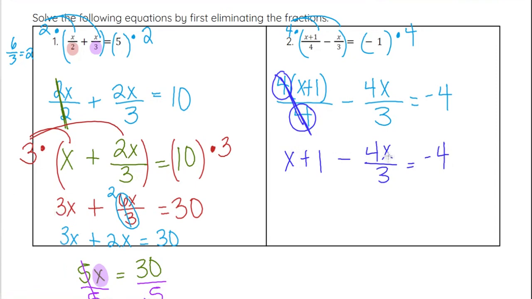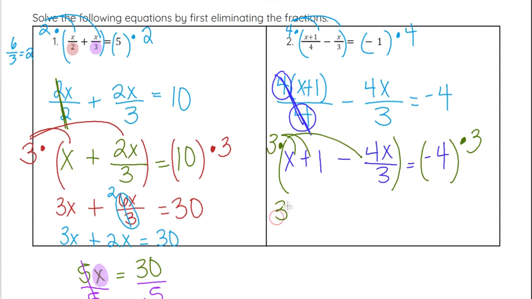Next thing we want to do is get rid of that 3 as the denominator in that fraction. So to do that, we're going to take both sides of this equation and multiply by the denominator that's still there, which would be 3. So we'll multiply both sides by 3. And notice when we do that, we do have to distribute that 3 to each term on the left side and then the one term on the right side.